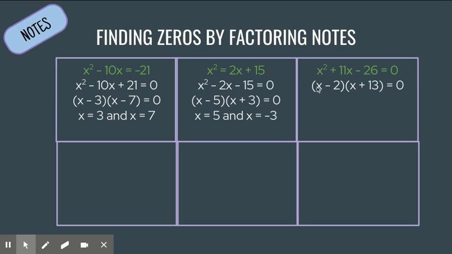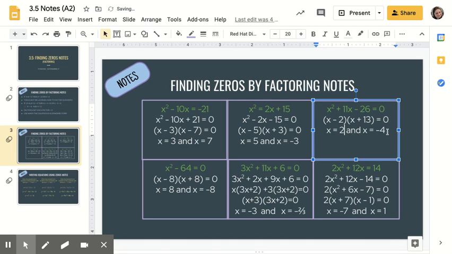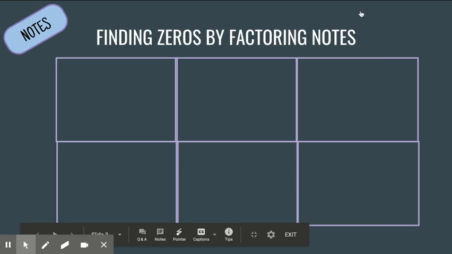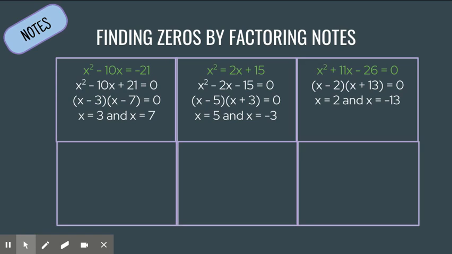And then you have what number minus 2 equals 0? 2. Sorry, that's definitely not right. Let's go fix that. And negative 13. Okay. I must have stolen the answers from another problem.